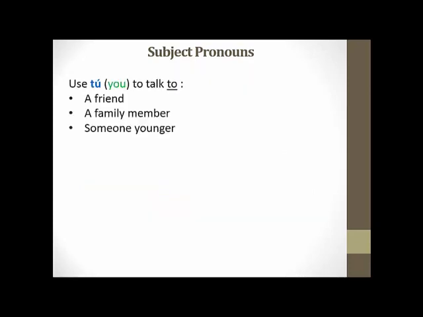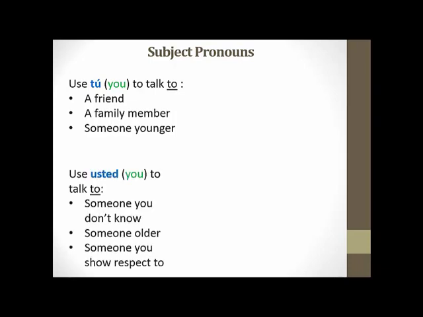Okay, so which one do you need to use? Well, if you're talking to a person, you are always going to use the subject pronoun you. If you are talking to a friend, a family member, someone younger, remember this is informal, you want to use tú. But if you're talking to someone you need to be formal with, someone you don't know, someone older, or someone you show respect to, you need to use usted. If you're talking to a group of people, use ustedes, which means you all.